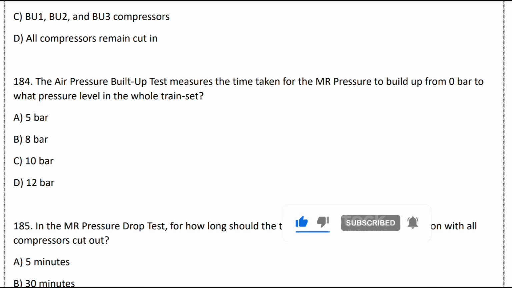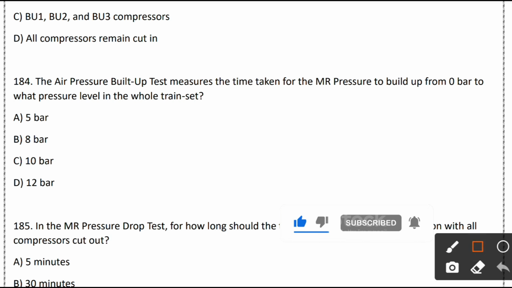184. The air pressure build-up test measures the time taken for the MR pressure to build up from 0 bar to what pressure level in the whole train set? A. 5 bar. B. 8 bar. C. 10 bar. D. 12 bar. The correct answer is C. 10 bar.